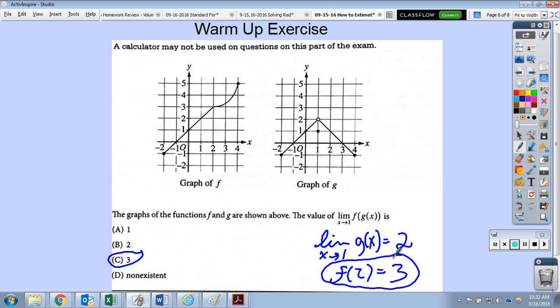I'm just confused about why you're dropping the limit. Pretend like it says f of the limit as x approaches 1 of g of x. I don't know why they wrote it that way, but that's what they meant. Find the inside limit first, and then put that inside.